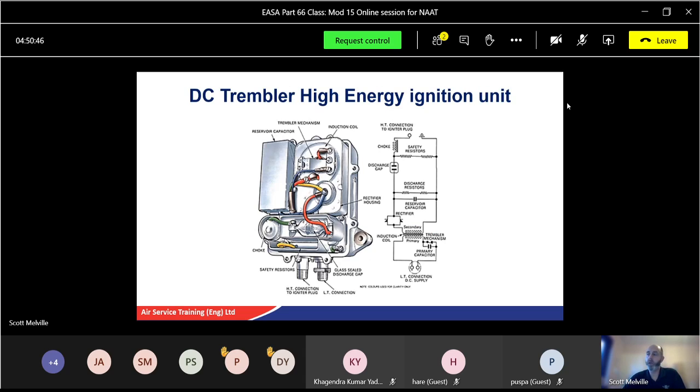Now this is what's called a DC chamber HEIU. And what we want to look at here is we've got a choke unit, a safety resistor, and discharge resistors. Okay, so we'll go back to the choke. The choke unit smooths out any pulsations in the charge before it goes to the spark plug, and it also holds on to it. It's almost like a capacitor, it holds its charge.